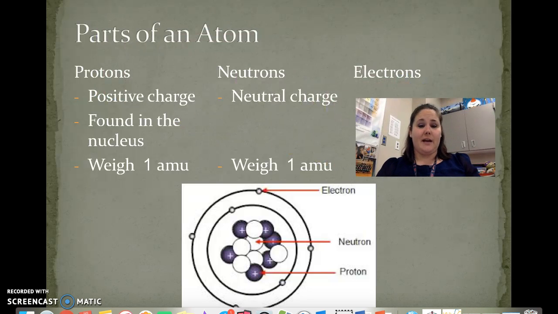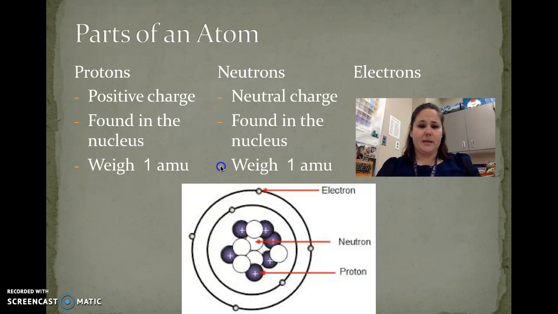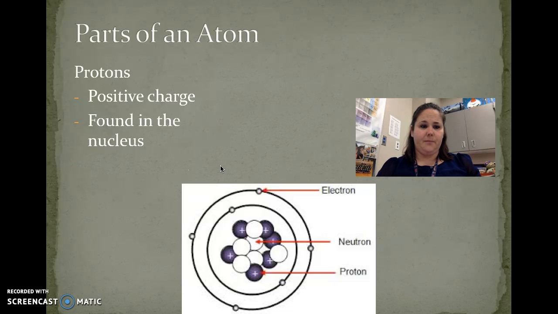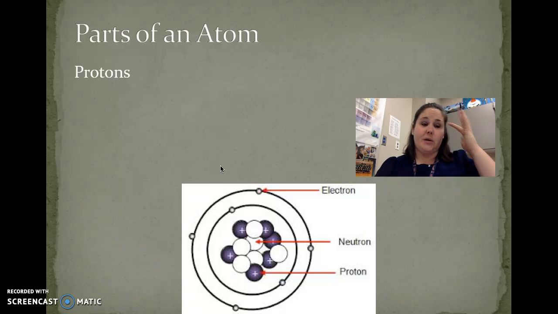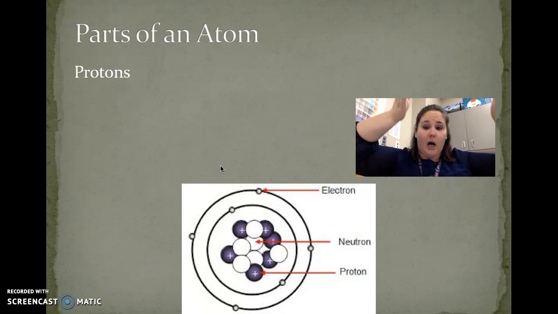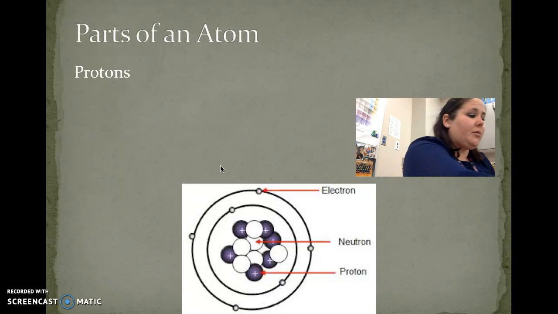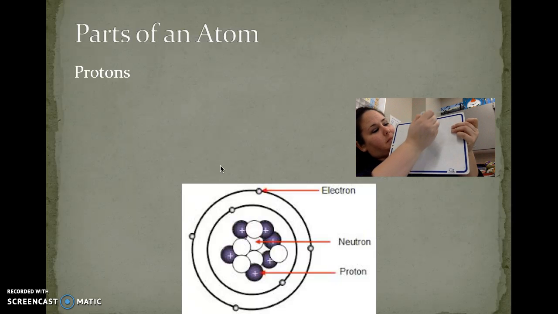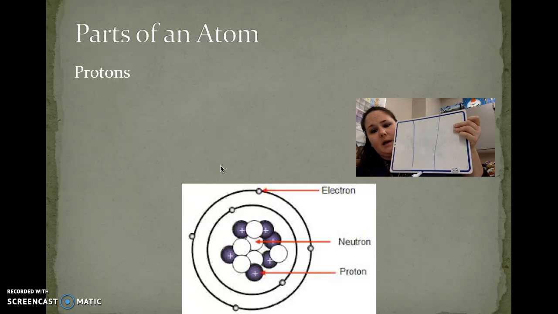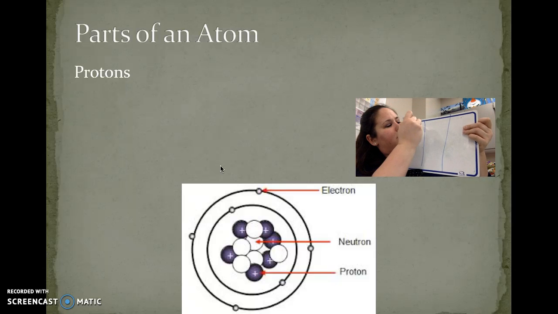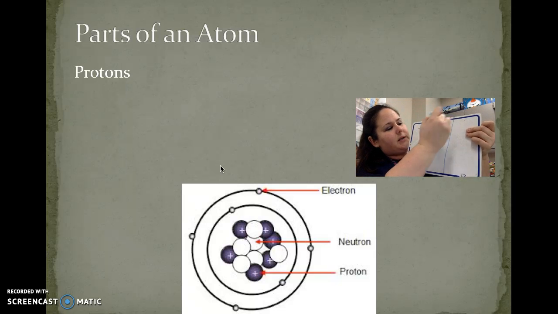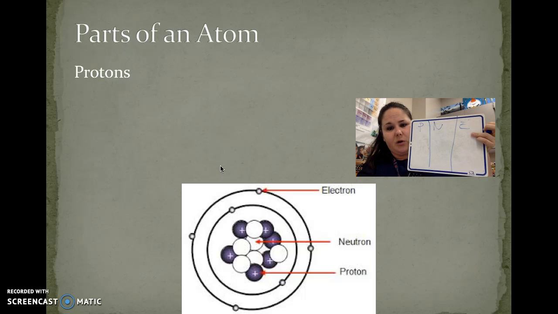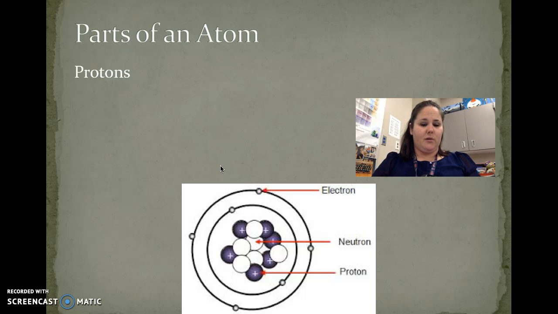So, parts of an atom. This is stuff you're going to want to write down. So make 3 columns. You guys are going to want to do something like this, and label it protons, neutrons, and electrons. And then take some notes here. Remember, if I go too fast, you can always go back and watch this video again.